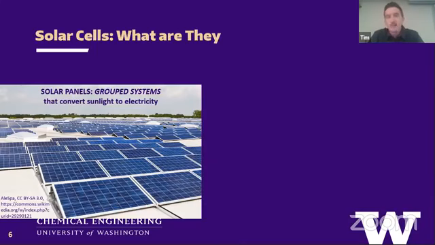And as we're talking about solar cells and solar panels, I want to talk about what some of this vocabulary that I'm going to be throwing around is. Solar panels are the term you may be familiar with most because those are the commercial products that are marketed and sold to members of the general public. And essentially a solar panel, which I don't really use a lot in my research, is a grouped system that converts sunlight to electricity. Basically, you can think of a solar panel as a sort of black box, as we call it, that takes light in and gives you electricity out.